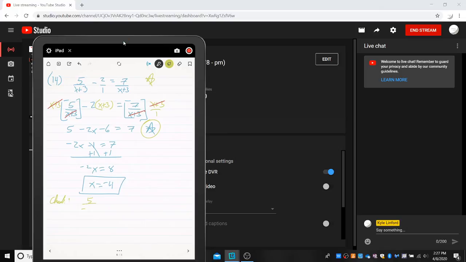5 over -4 plus 3 minus 2 should be equal to 7 over -4 plus 3. Well, -4 plus 3 is -1, so that's just -5 minus 2 equals, again, -4 plus 3 is -1. So that's just a -7. So -5 and -2 is -7, and that sure does equal -7. So it works. We have -4 is in fact a solution for the rational equation. So we found a true solution for it, so we're good.